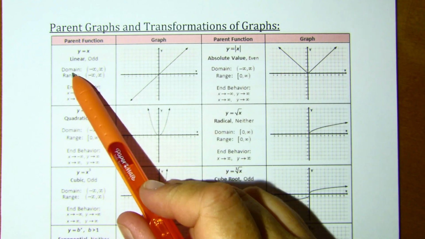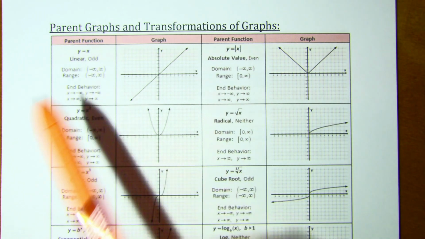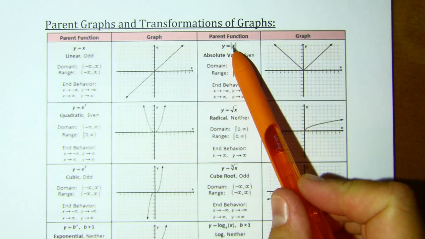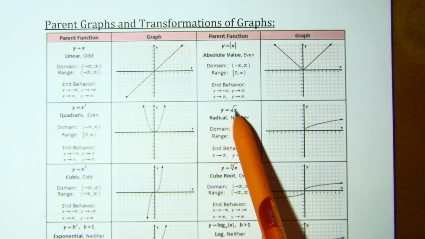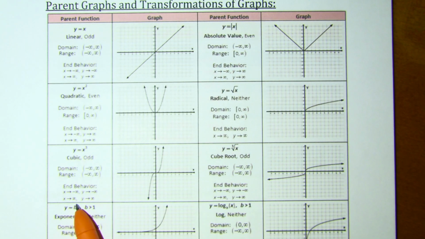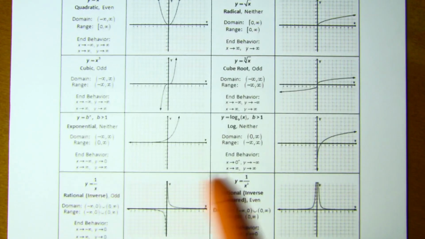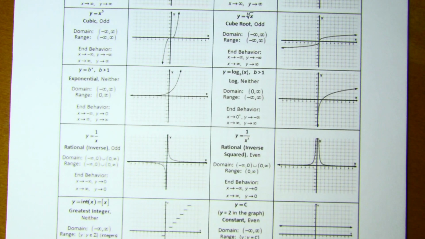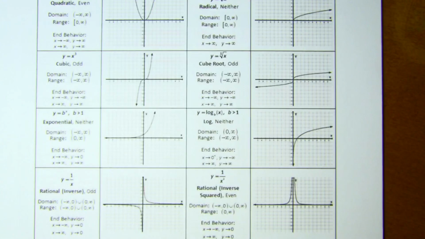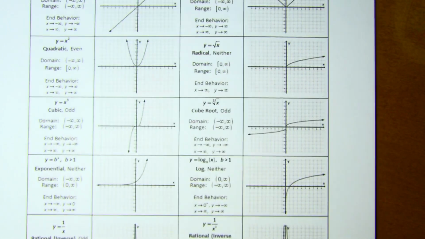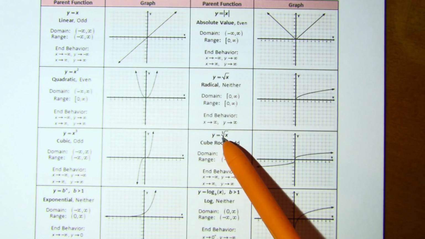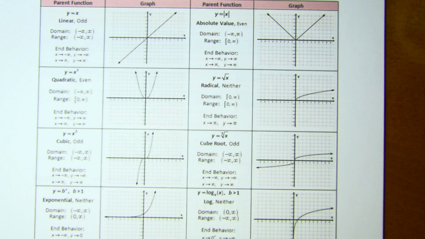It's linear, it's an odd function, the domain and range, and end behavior, which we'll talk about more in Unit 2. We have the absolute value function, x squared, square root of x, x to the third power, cube root of x, b to the power of x, which is an exponential function, a log function, rational functions, all kinds of functions. In fact, probably more than you really even need. And then we have our constant function down here. So these are really just a reference for you because you'll see different kinds of functions in this section where maybe we have the cube root of x and you want to know what that graph looks like.